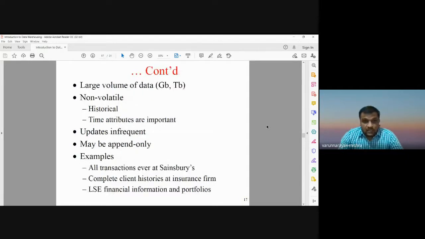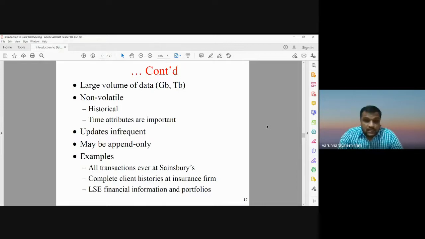It has the facility to store a large volume of data sets. You can store a large volume of data sets in GB and TB using a data warehouse. It is non-volatile, and may include historical data sets, and its time attributes are very important.